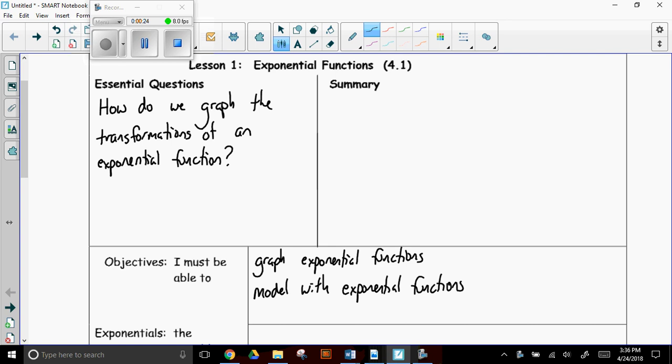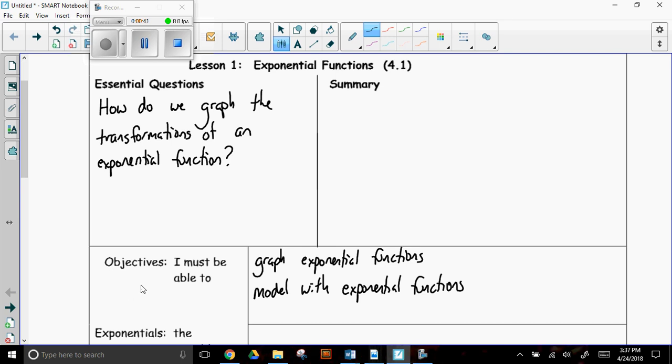Two objectives: yes, I want to graph any exponential function that I'm given, but I also want to model with them. These are not traditional word problems. We're kind of using just our normal formulas that we've been given before. And let's start with a definition.